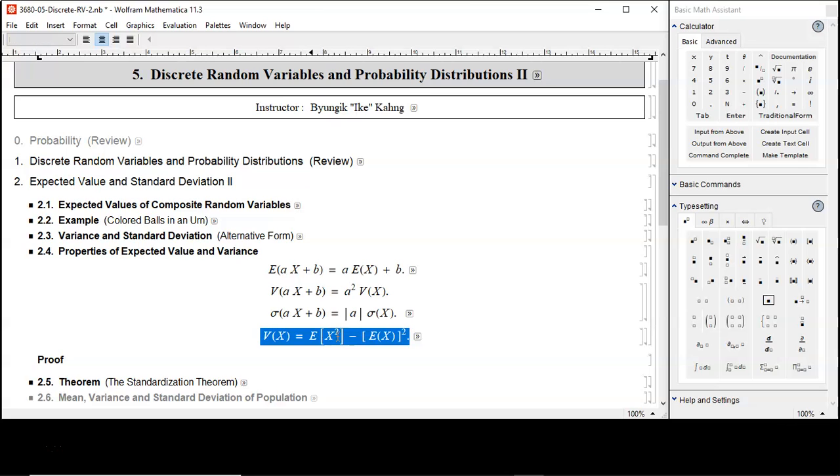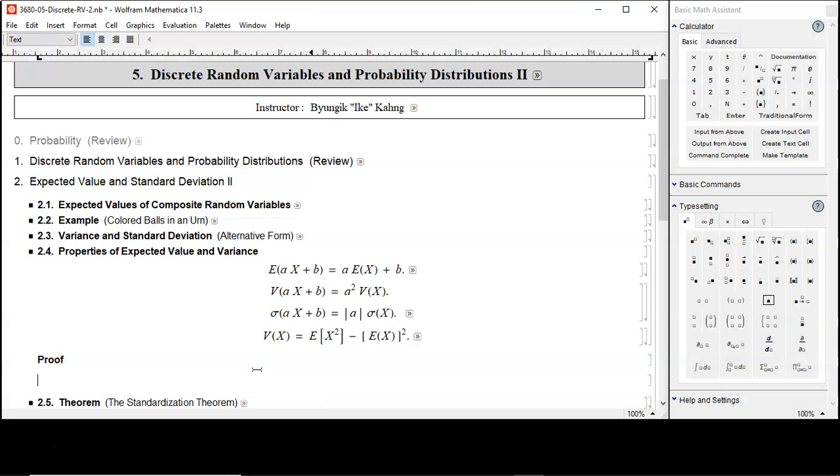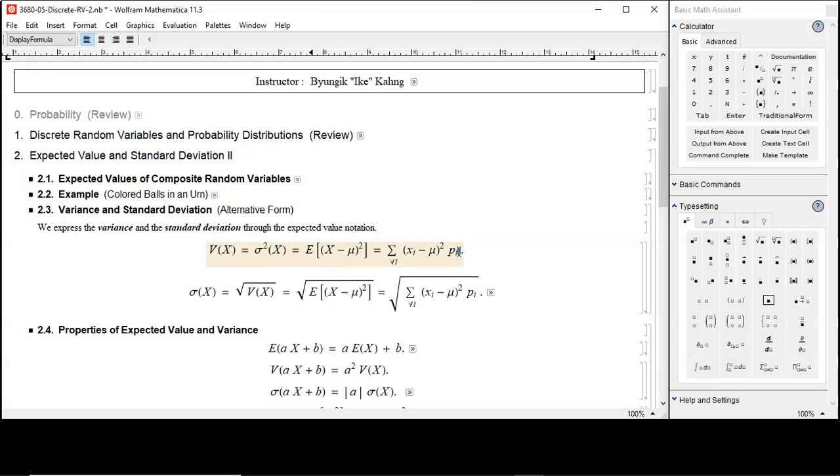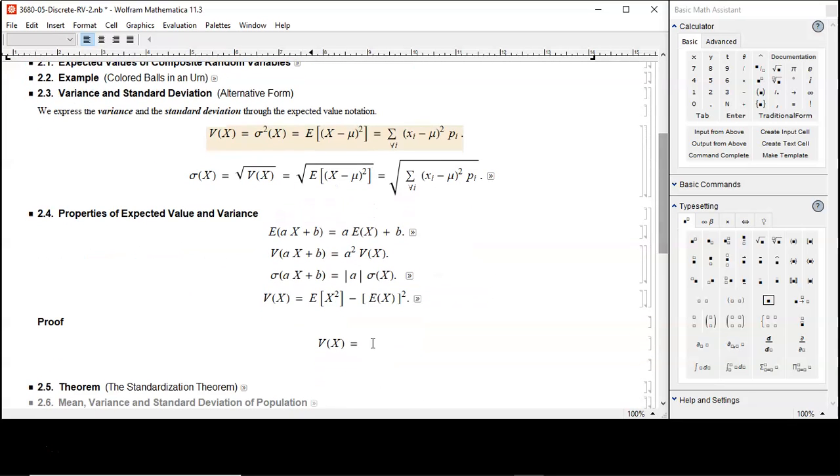Okay, let's prove that. So what's the definition of the variance? It's here, isn't it? Deviation x minus mu squared times the probability and then add them all up. Yeah, that's the variance.